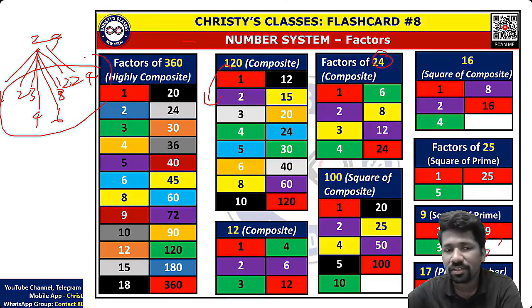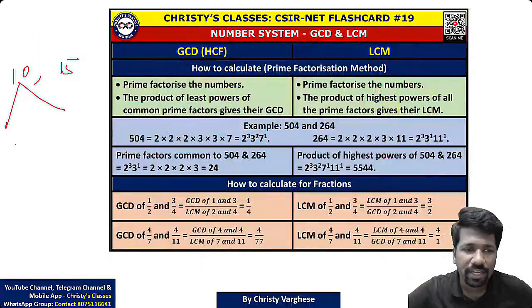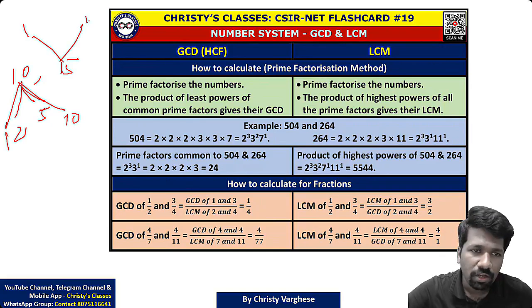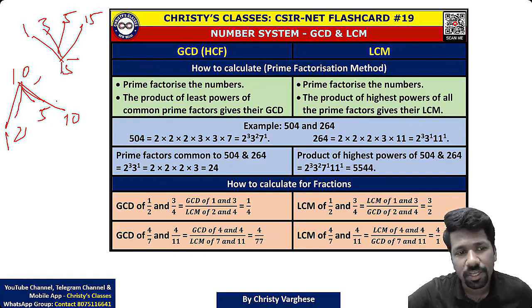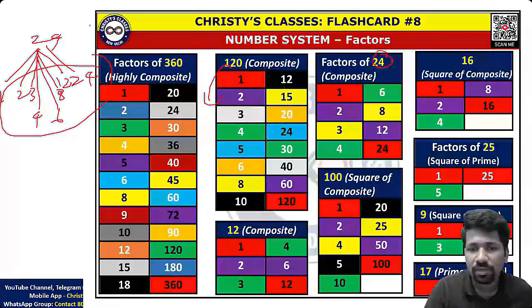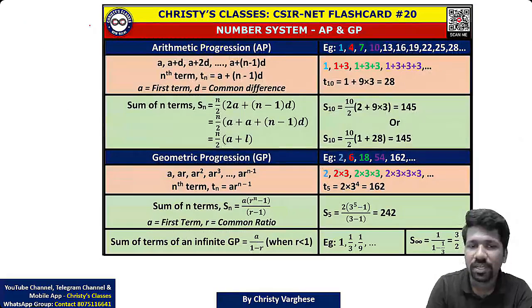These are the factors. Same way, if you want to factorize 10, 1 into 10 is 10. 2 into 5 is 10. इसके अलावा और कोई factors नहीं है. So these are the 4 factors. 15: 1 into 15 is 15. 3 into 5 is 15. So these are the factors of 15. Now look at the common factors. 1 is a common factor for both numbers. 5 is a common factor for both numbers. So the highest common factor is 5. So that is how you can find HCF. Is it clear?